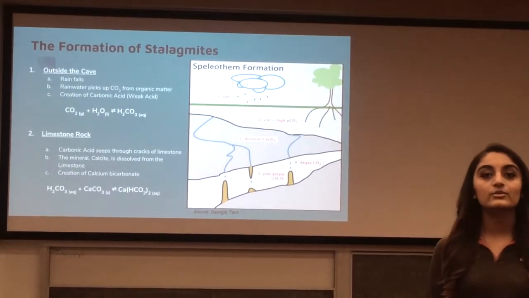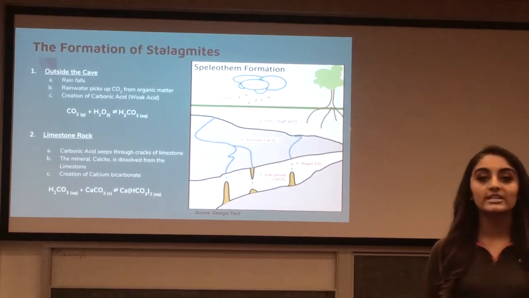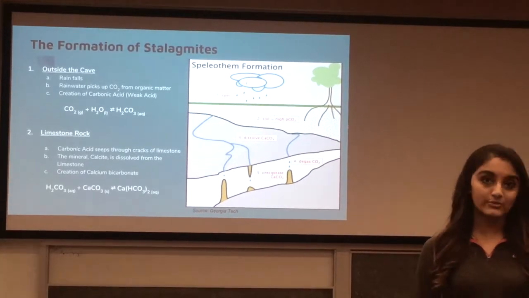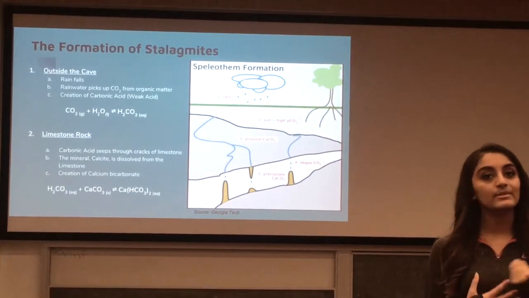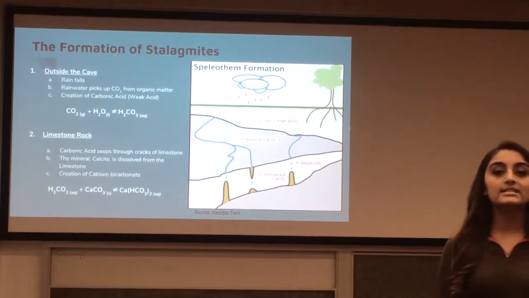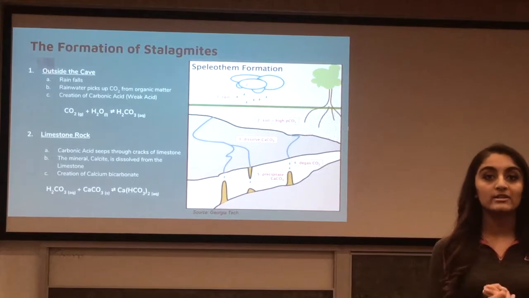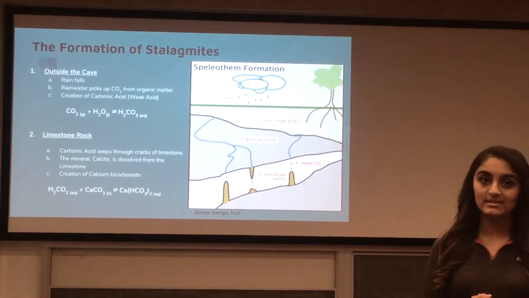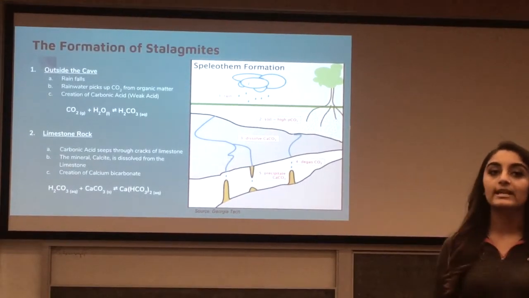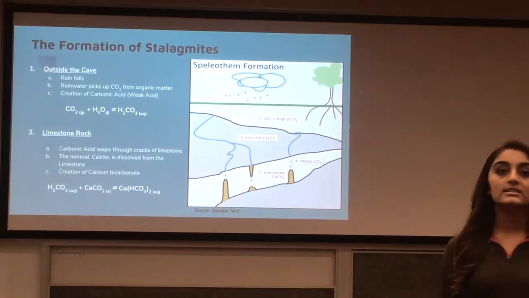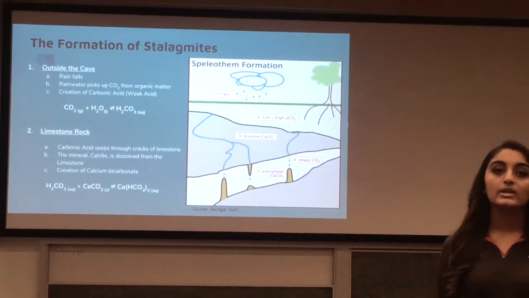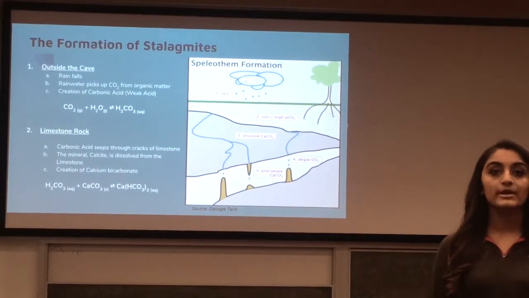Okay, so in order to understand why stalagmites are significant, we have to understand how they're formed. First, it starts with rainwater. As rainwater falls, it's going to seep into the soil, and when this happens, it's going to react with carbon dioxide. When you have water and carbon dioxide, you have the formation of carbonic acid, which is a weak acid. Now, as it goes through the soil and it hits the top of the limestone, it's going to dissolve calcite. And when it does this, we have the formation of calcium bicarbonate.